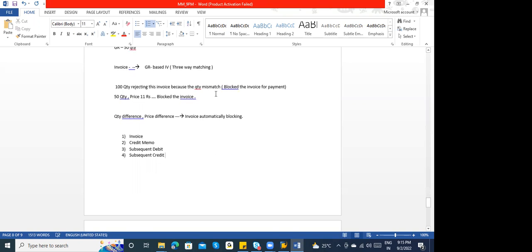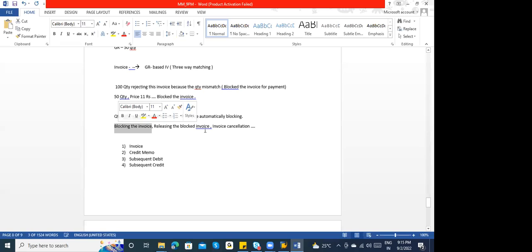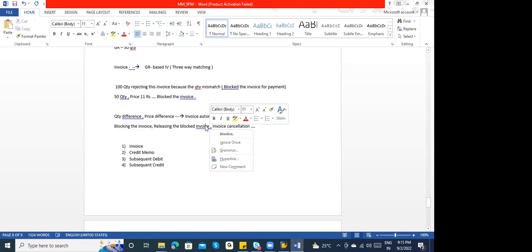That we'll discuss now. Other than this, we have blocking the invoice, and we also have releasing the blocked invoice, and invoice cancellation. These are common points. When there is a difference, the invoice is blocked, and if they are accepting, you release it. If you are not accepting and want to cancel that invoice, you can cancel it. So these are common points.